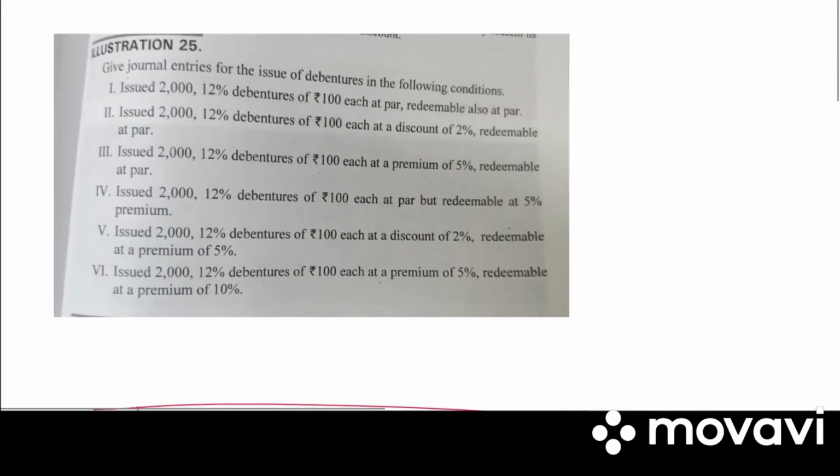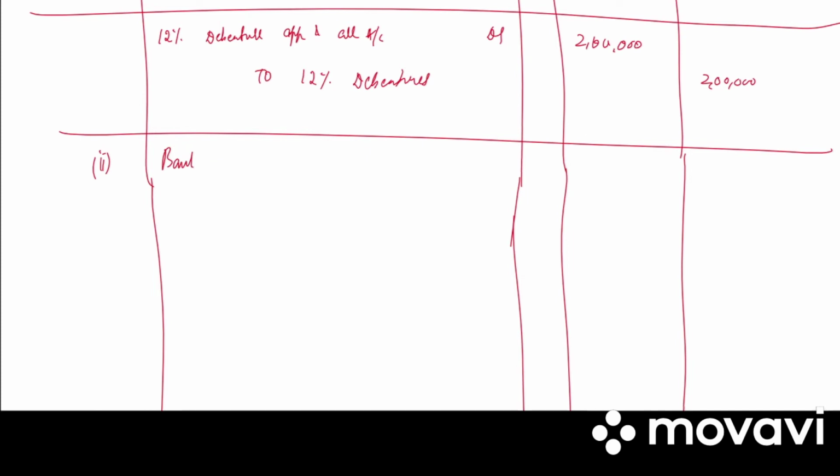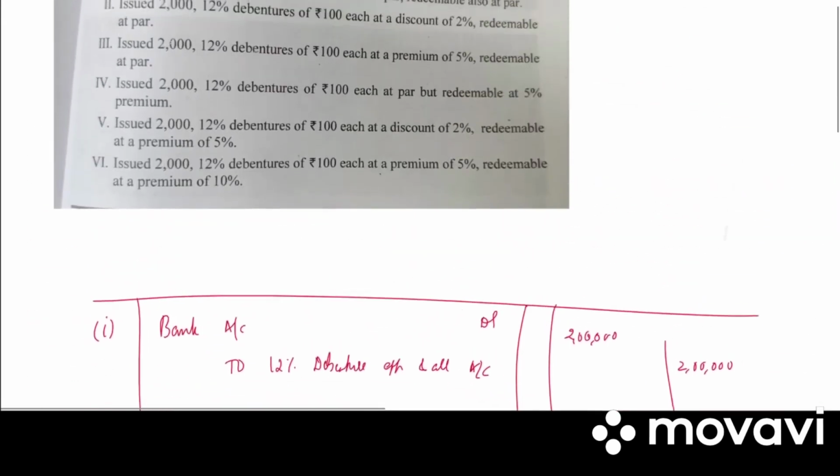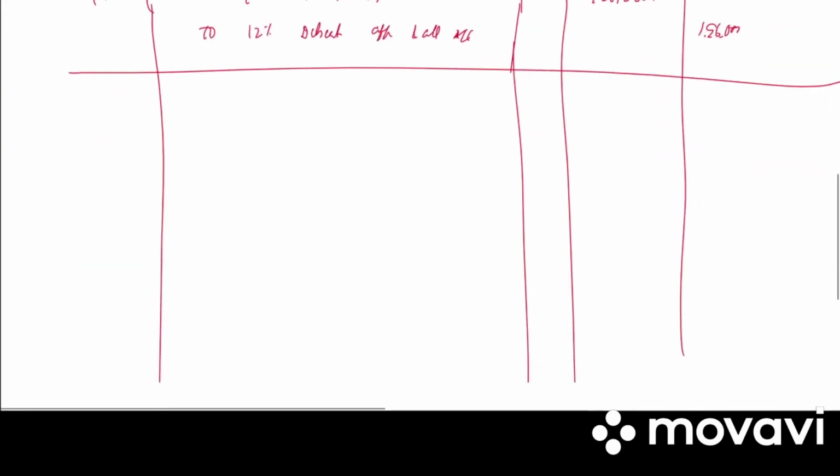Next, case 2. Issued 2,000 12% debentures of 100 each at a discount of 2%, redeemable at par. So first entry, bank account debited to 12% debenture application and allotment account. What is the discount? It is 2%. So 2000 into 98, 1,96,000 debit, 1,96,000 credit. Write the narration. Application money received.